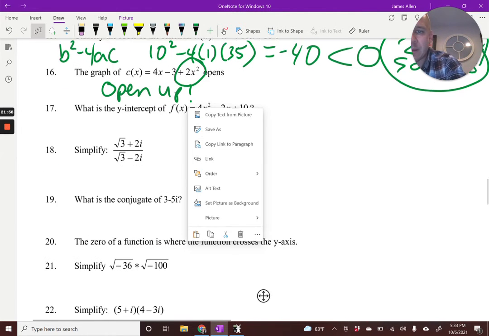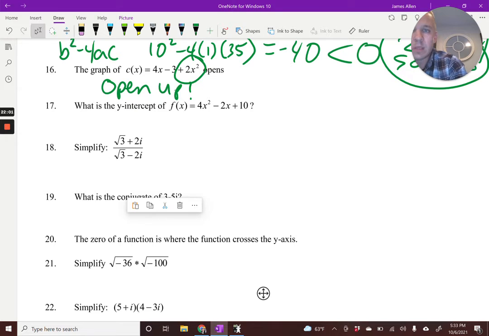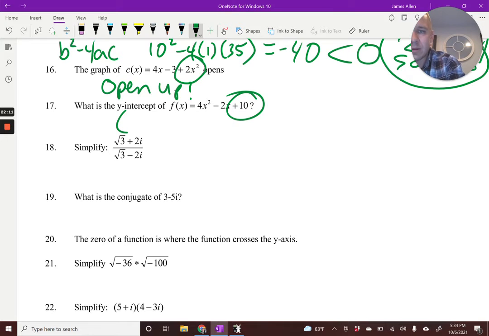What is the y-intercept of f of x equals 4x squared minus 2x plus 10? If I substitute in 0 for all of my x's, that bad boy right there, 0, 10. Right? The x's are going to go away. I'm left with 10. I'm done. Make sure you write it as an ordered pair.